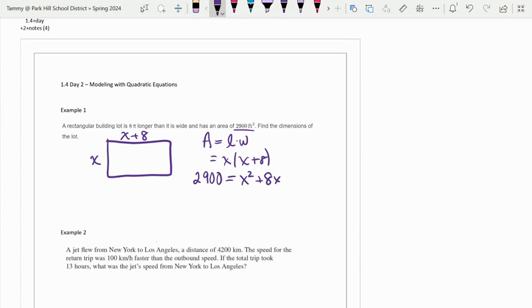And now we could just do solving by completing the square. Let's do it that way. So let's do a plus blank here. What goes in the blank is 8 divided by 2, quantity squared. So that's 4 squared, which is 16. So I'm adding 16 to here and to here. Now I could have moved over the 2,900 and used the quadratic formula too. But this then gives me 2,916 equals quantity x plus 4 squared.